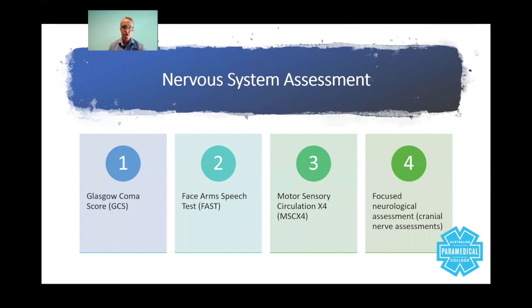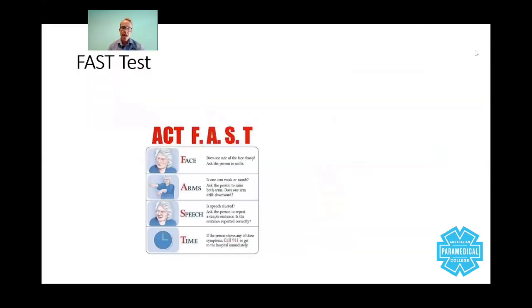The face-arm speech test. Here we have an example of the face-arm speech test. Now, strokes can be caused by one of 2 things, either a blockage in the brain, which is an ischemic stroke, or a hemorrhagic stroke, which is a bleed, either of which will have different signs and symptoms and may press on your cranial nerves. So when you're looking at the face, make sure it's symmetrical. In other words, if you draw an imaginary line down the middle of your patient's face, is there any drooping at the eyes, nose, or mouth?